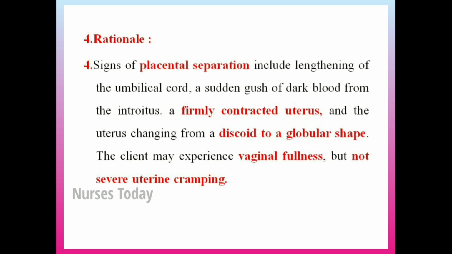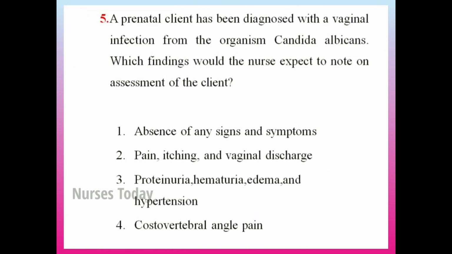The rationale: the signs of placental separation include lengthening of the umbilical cord, a sudden gush of dark blood from the introitus, a firmly contracted uterus, and the uterus changing from a discoid to a globular shape. The client may experience vaginal fullness but not severe uterine cramping.